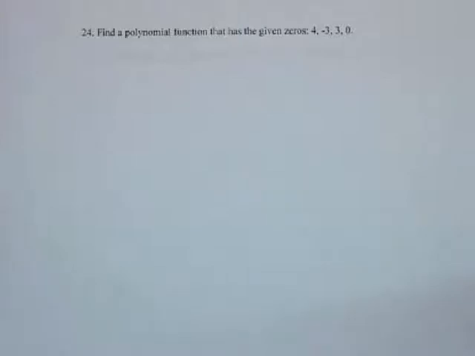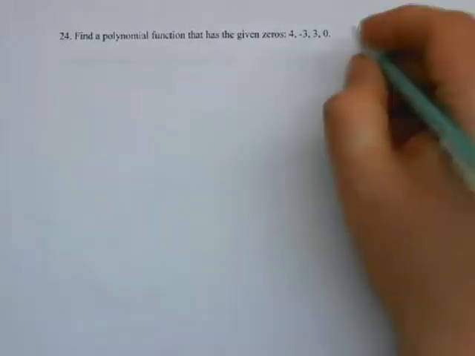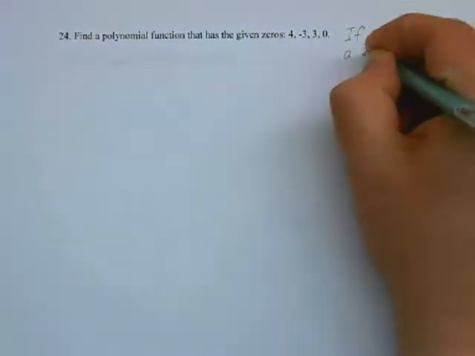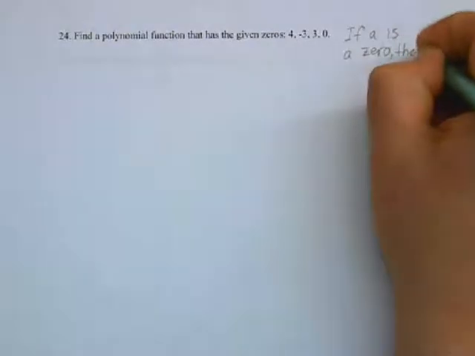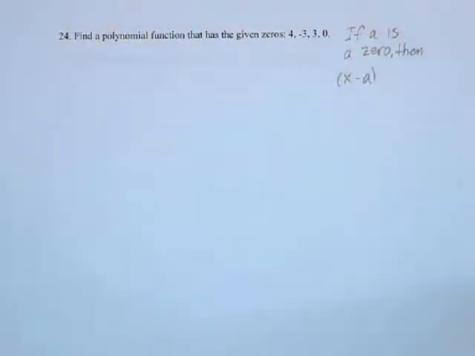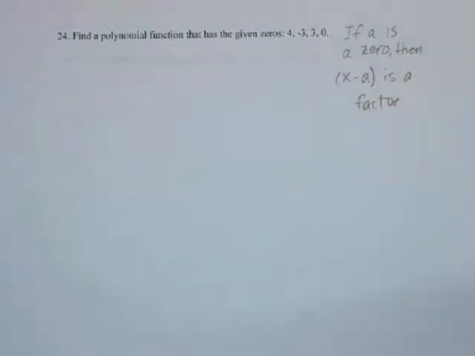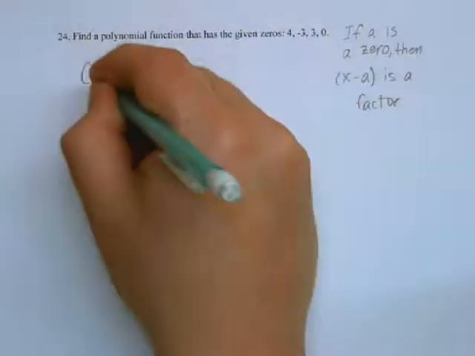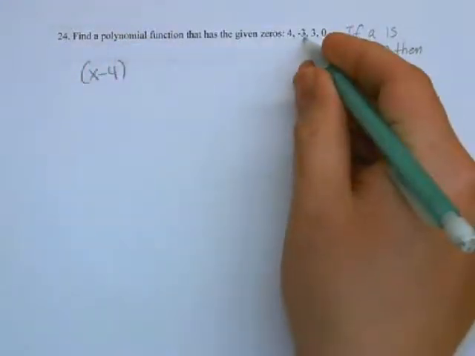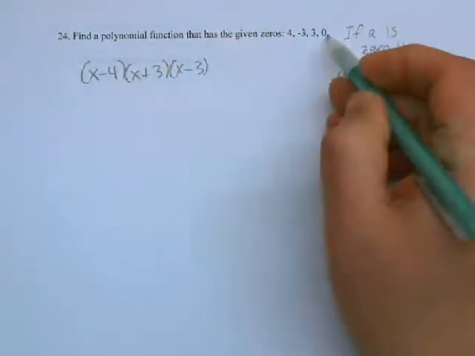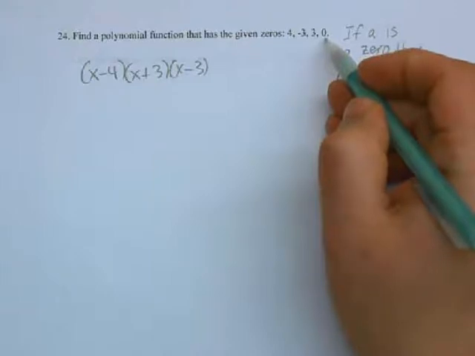Number 24, find a polynomial function that has the zeros 4, -3, 3, and 0. So recall that if a is a zero of a function, then x minus a is a factor. So I'm going to write the factors. Zero of 4, x minus 4. Zero of -3, x plus 3. And then for this, I could write x minus 0, but I'm not going to. I'm just going to write x.